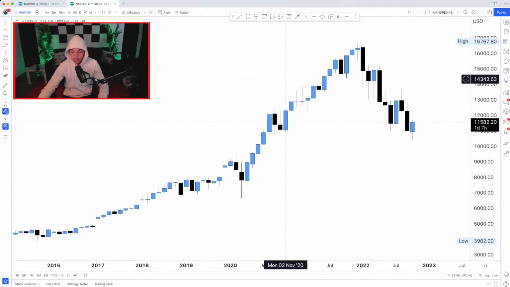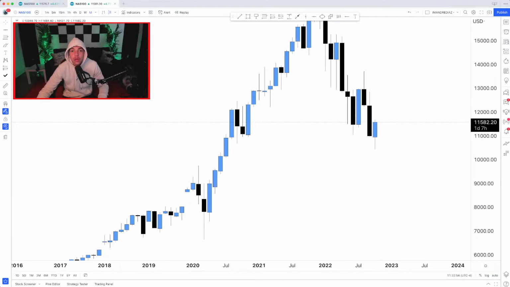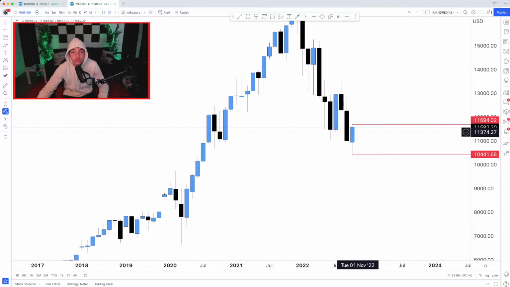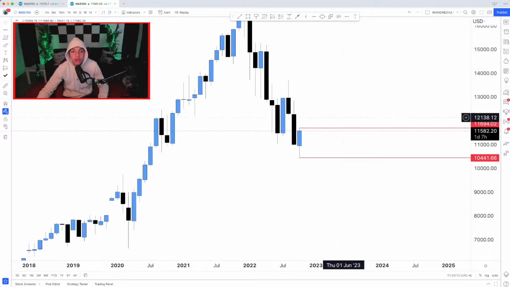So today is October 30th. What I usually would do is mark up the monthly highs and lows when we go into a new month. But since the month is about to be over, in the next day or two this monthly candle is going to be closed. So I'm just going to start off by marking up these monthly highs and lows.